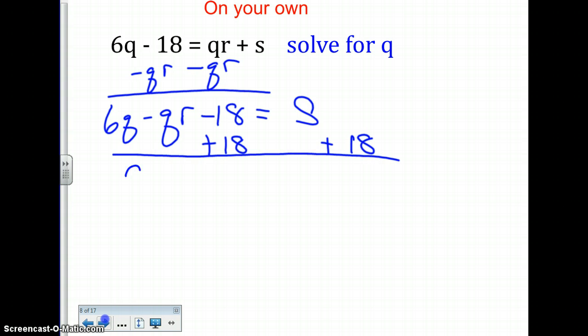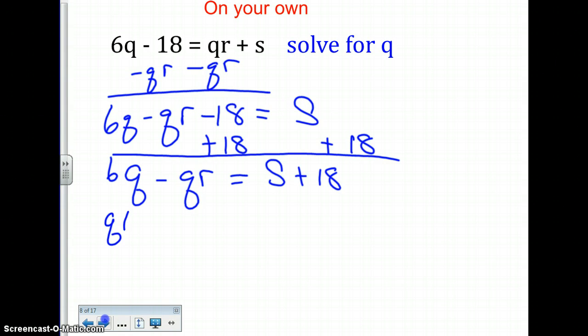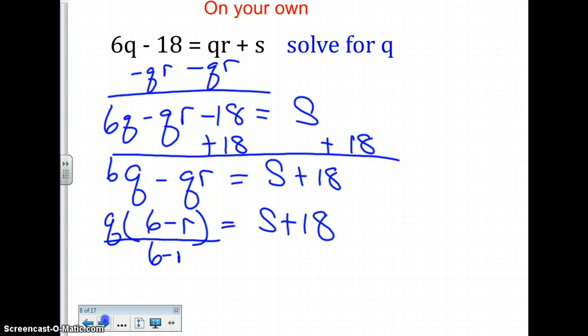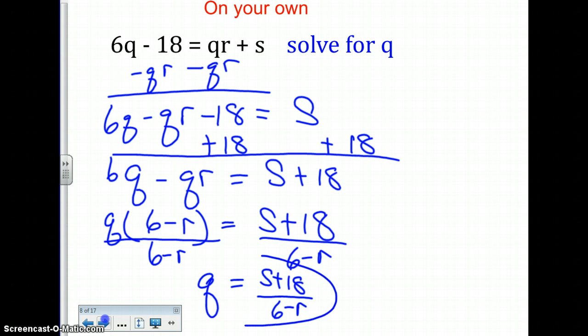Working with quite a few S's here, it might be something that if your handwriting isn't neat, an S and a 5 can become confused, so you want to be careful there. So we have 6Q minus QR. We can go ahead and factor out a Q. That leaves us 6 minus R times Q equals S plus 18. Now I can divide by the quantity of 6 minus R, divide by 6 minus R, and we're left with Q equals S plus 18 over the quantity of 6 minus R. And that would be our final answer.